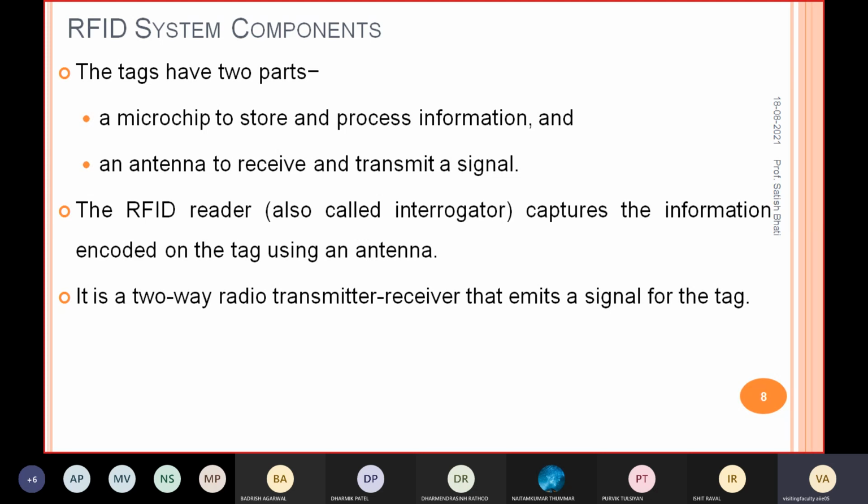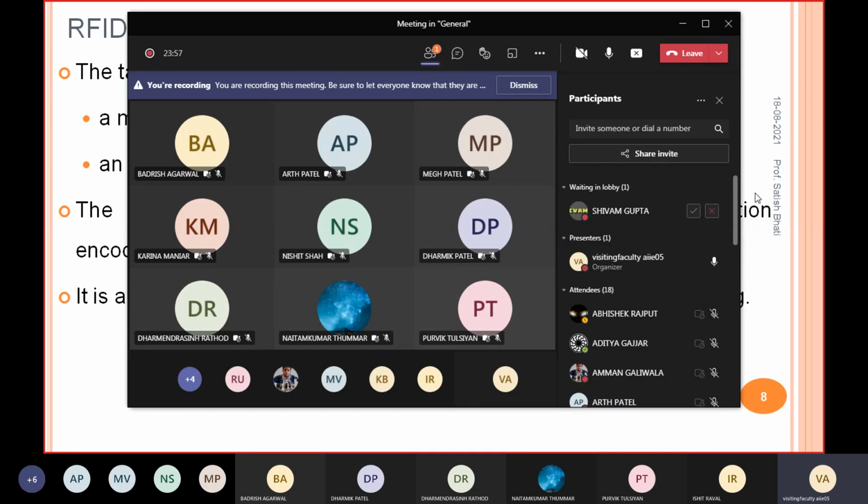So using these two antennas, we will transmit and receive the signal. It is a two-way radio, transmit and receive, that emits a signal for the tag, right? So two-way communication means it can transmit and it can also receive.